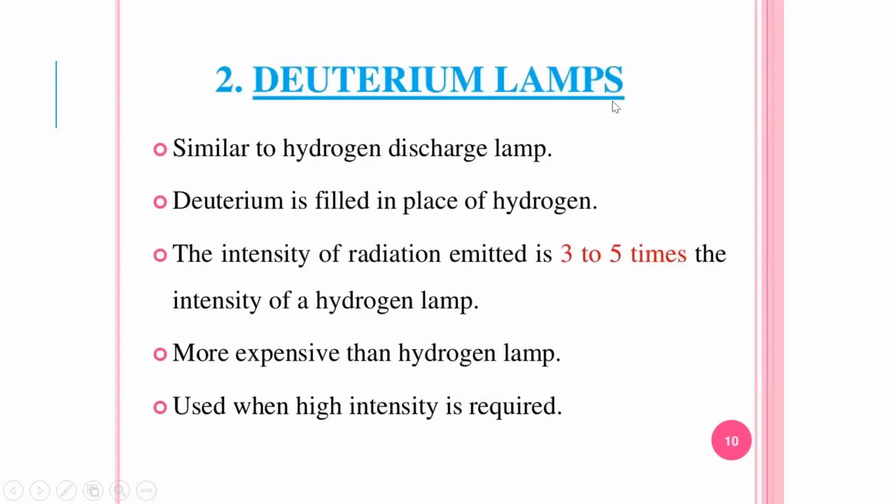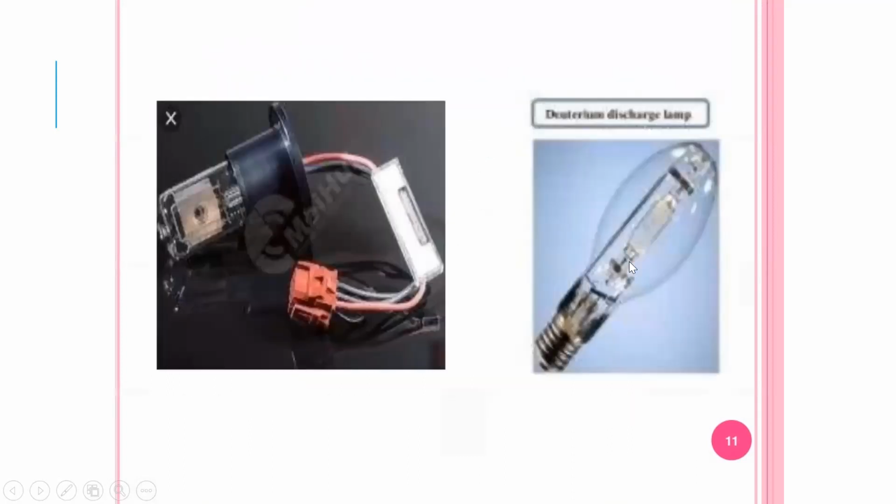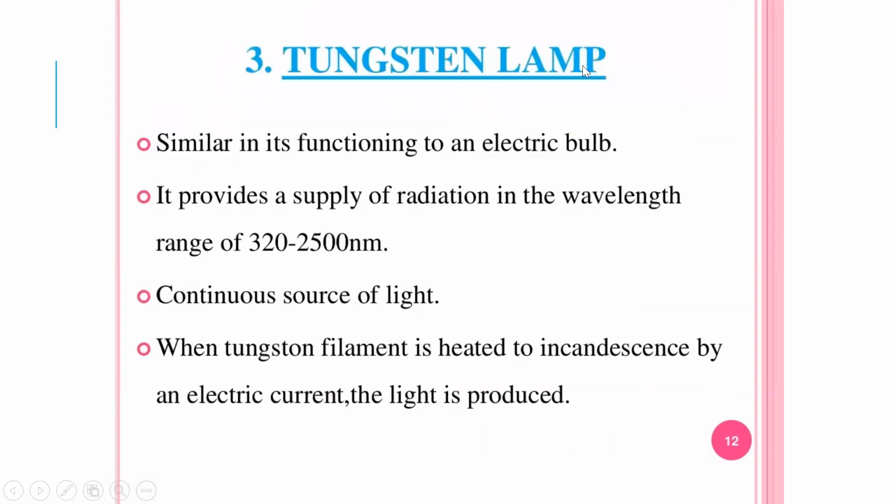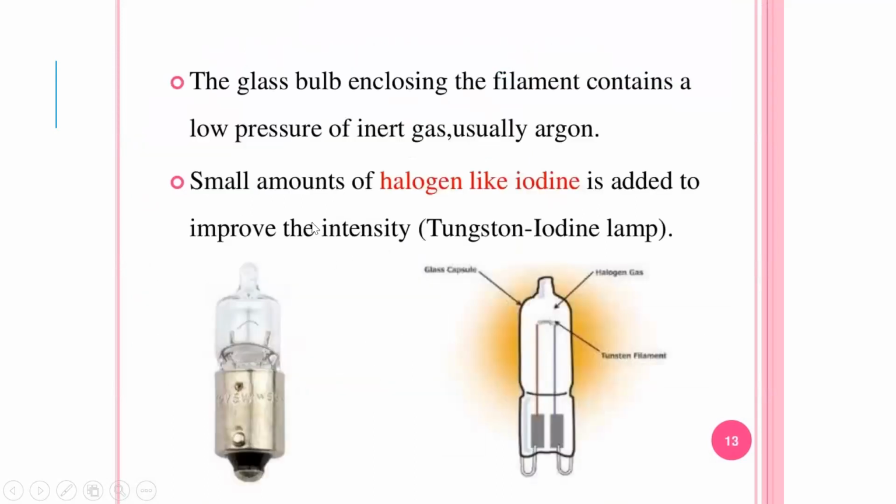Next source is the deuterium lamp. Here deuterium gas is filled in place of hydrogen. So the intensity is 3 to 5 times more. Tungsten lamp: it provides radiation in the wavelength range 320 to 2500 nanometers. Tungsten is heated to incandescence by the electric current and the light is produced from the tungsten filament. Small amounts of halogen like iodine are added to improve the intensity. Then it is known as a tungsten iodine lamp.